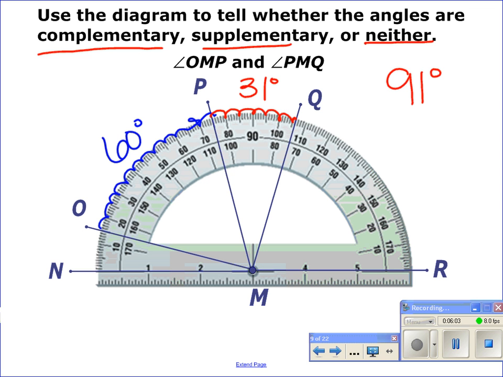Okay, so is this going to be complementary, supplementary, or neither? These are neither, because complementary angles have to add up to 90. Supplementary angles have to add up to 180.